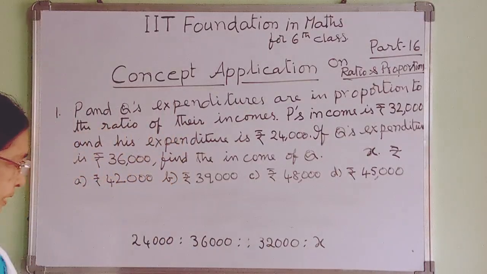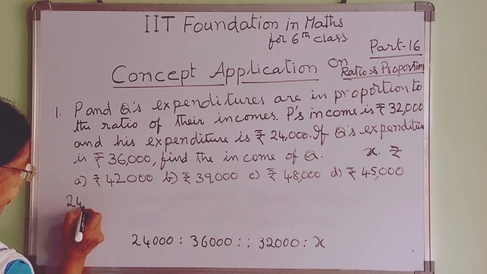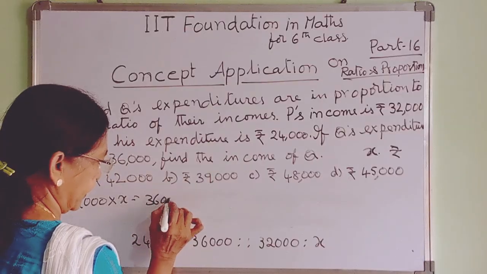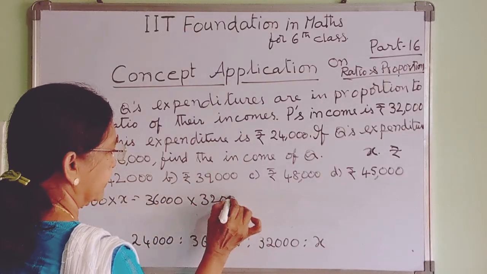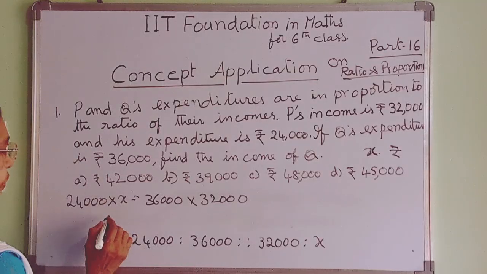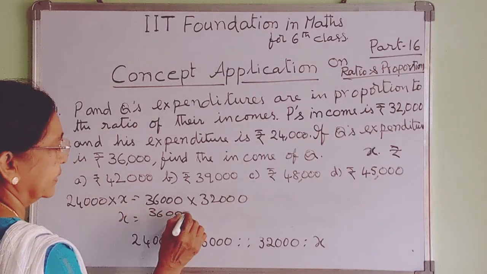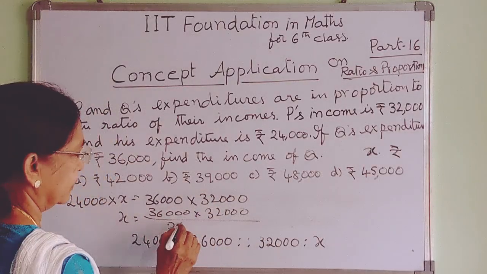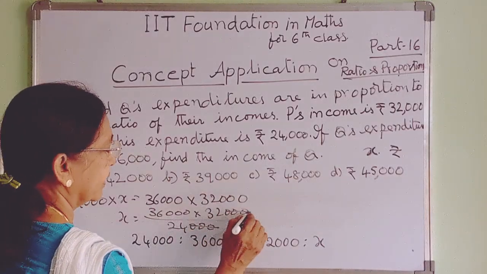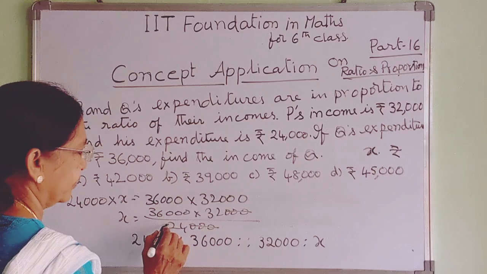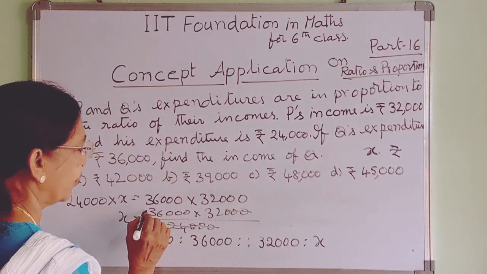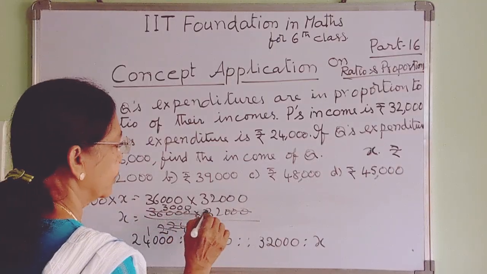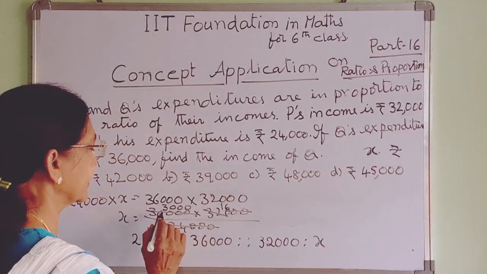Therefore, the product of extremes, that is 24,000 into X, is equal to the product of means, 36,000 into 32,000. Therefore, X is equal to 36,000 into 32,000 by 24,000. The 3 zeros cancel. 12 twos are 24, 12 threes are 36. And 2 sixteens are 32. So 16 threes.